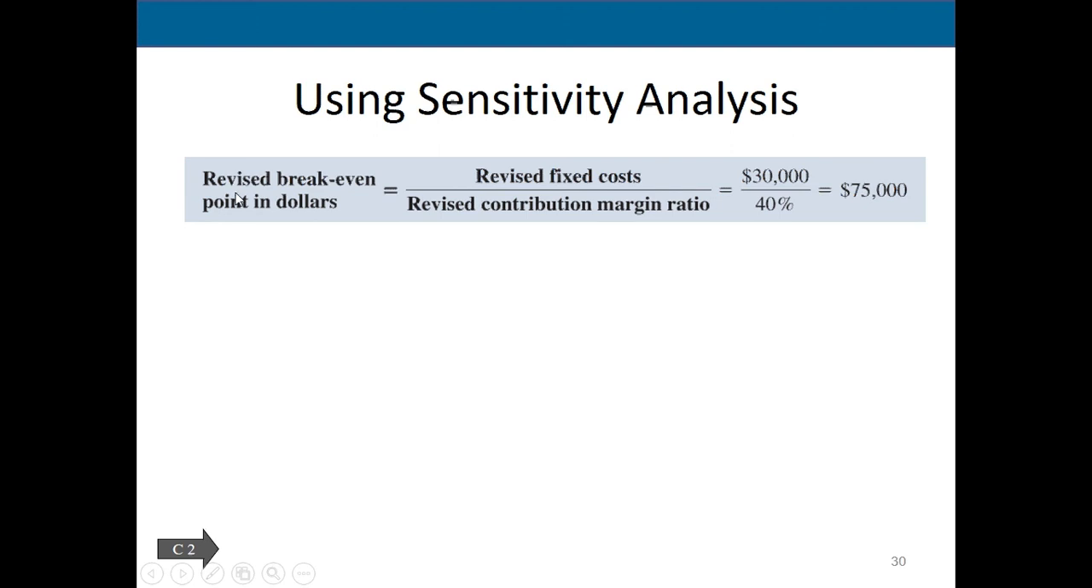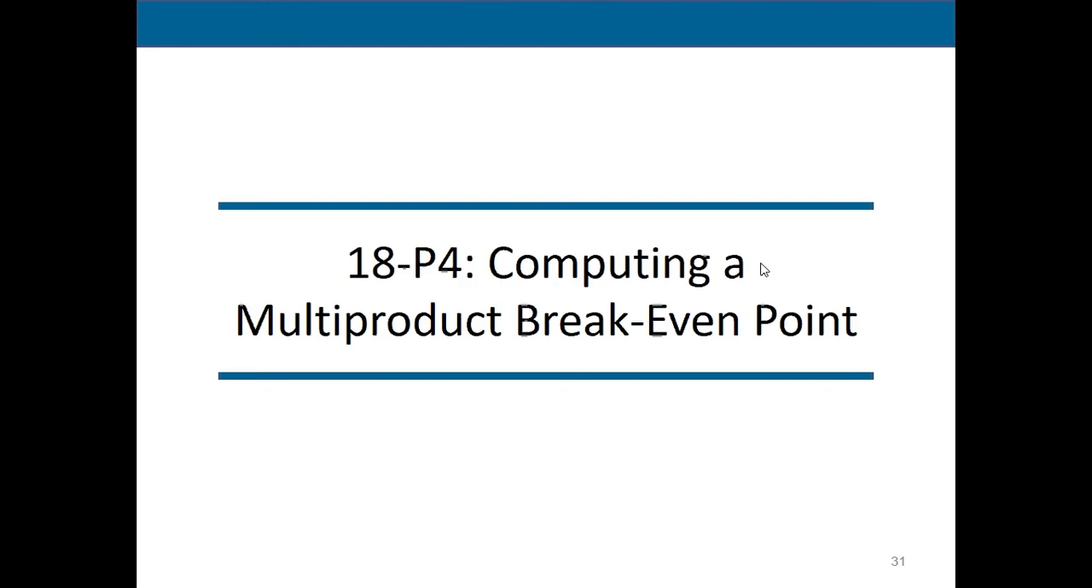All right, sensitivity analysis, kind of the same thing. Basically, if we wanted to do a revised break-even point in dollars, we're going to take a revised fixed cost and a revised contribution margin ratio. Sensitivity analysis is another way of saying what if. What if this happens? What if fixed cost goes up? What if our contribution margin changes? What's it going to look like? What do we have to do?